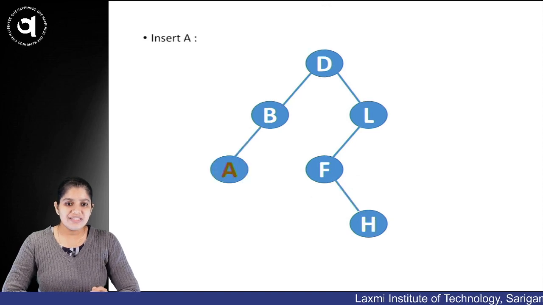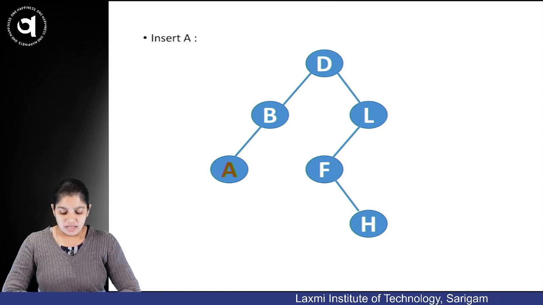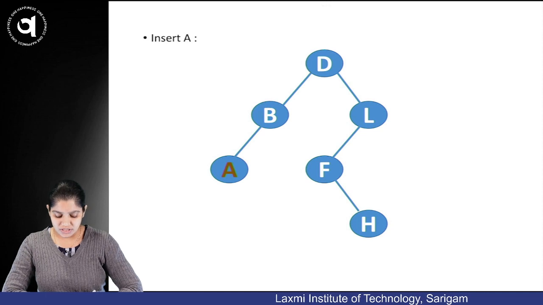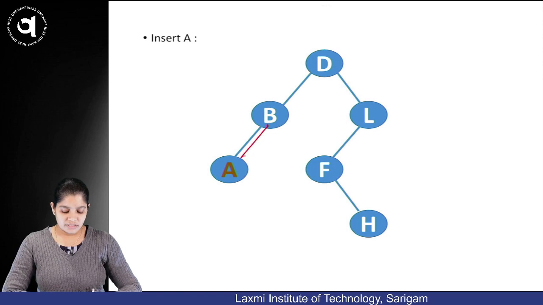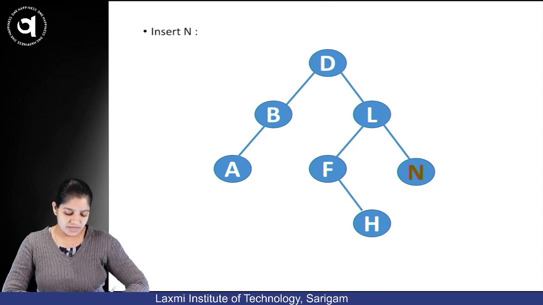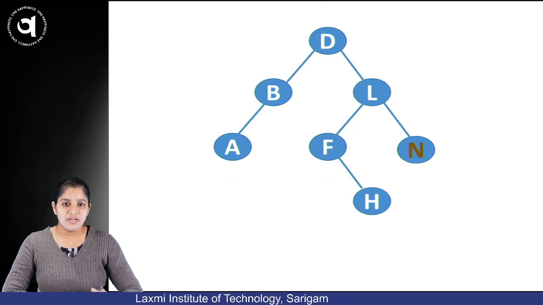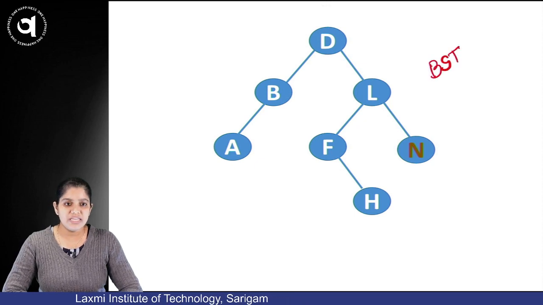So next element is A, right? A, as you know, is the very first element of the alphabet, right? So it should be lesser than D as well as lesser than B, so it should be the left child of B. Then if I add N, you can check that it is greater than D and greater than L, so it should be the right child of L. So this is my final tree, my binary search tree, BST.